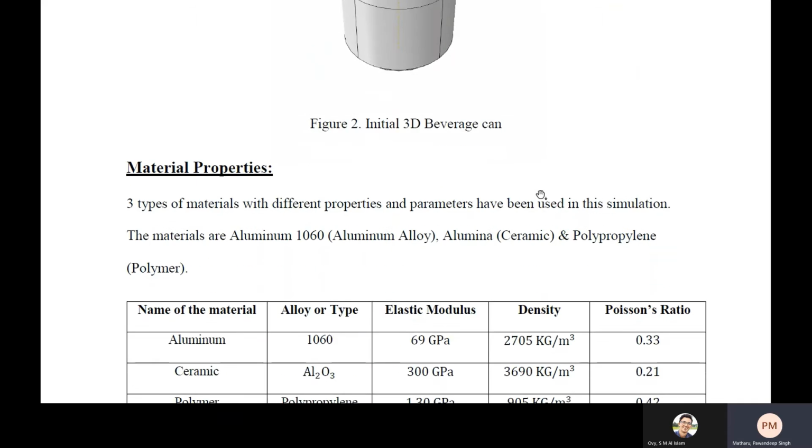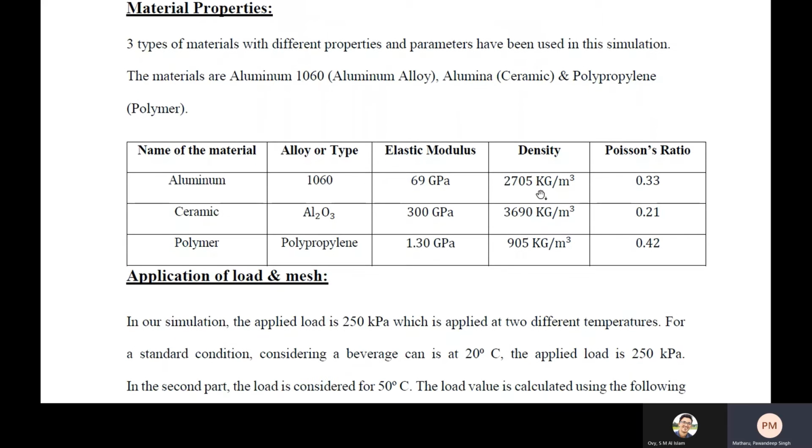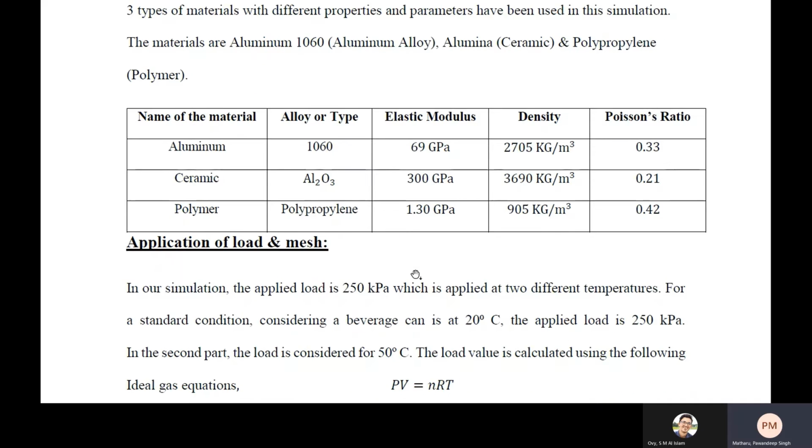Now, the materials which we used are aluminium 1060 for the aluminium alloy, aluminium oxide or alumina for the ceramic, and polypropylene as the material for the polymer. These are the respective values which we took, of which the references are given on the last page.